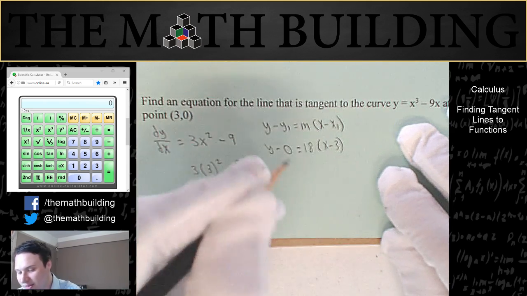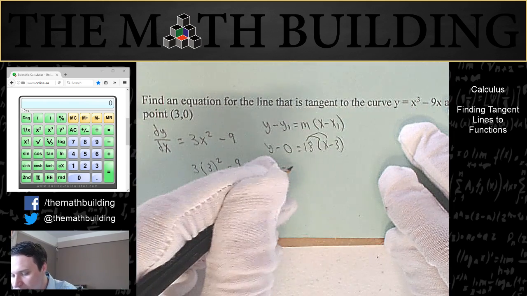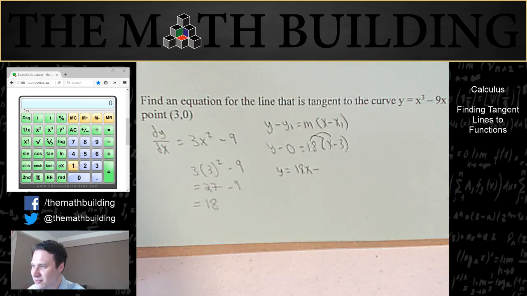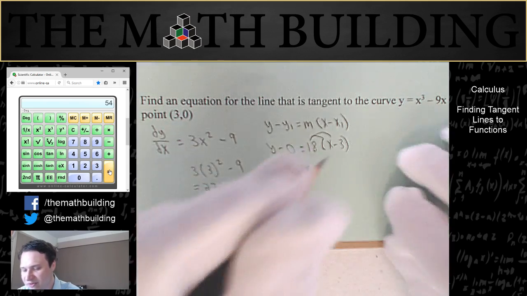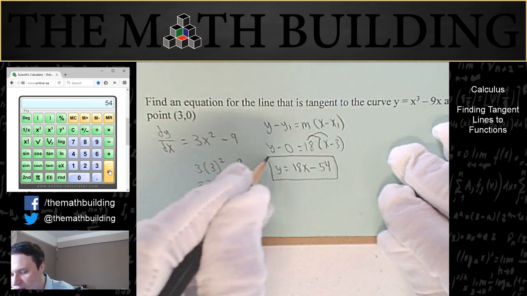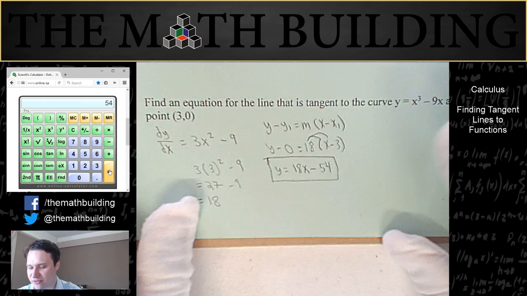And that's it. So let's just clean it up a little bit. y minus 0 is y. Let's do the distributive property. We'd get 18x minus, and then 18 times 3 is just 54. So that's the equation of the tangent line at the point (3, 0) of this curve.